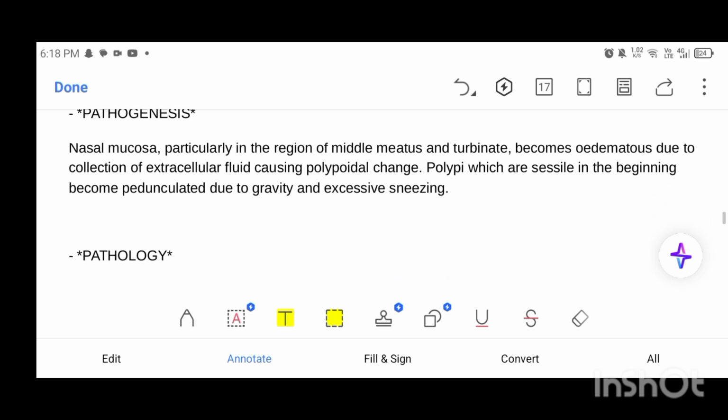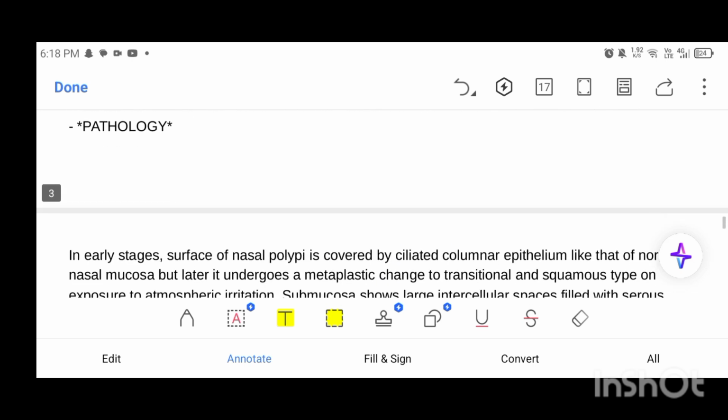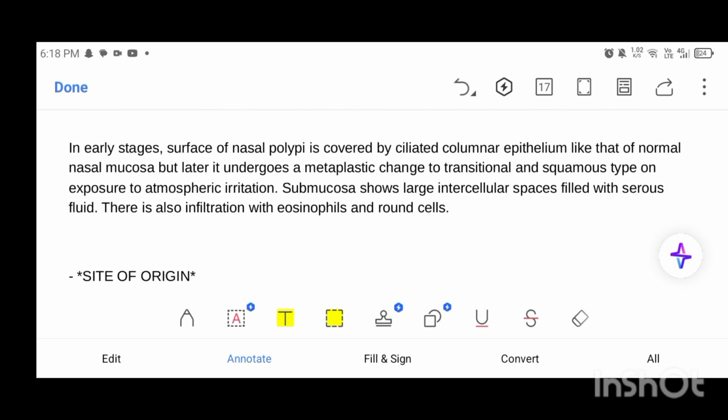And after some time, the polyps, which are sessile in the beginning, become pedunculated due to gravity. In its pathology, in the initial stages the polyp is covered by the ciliated columnar epithelium, that is the normal epithelium of the nasal mucosa. But after some time, it undergoes metaplastic changes and is converted into the squamous type.